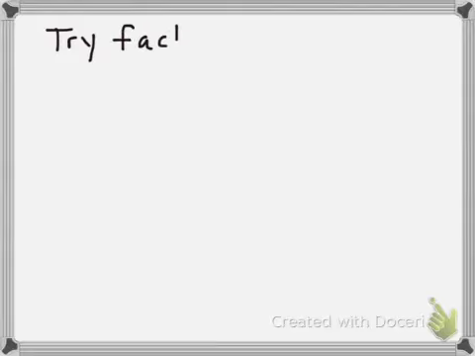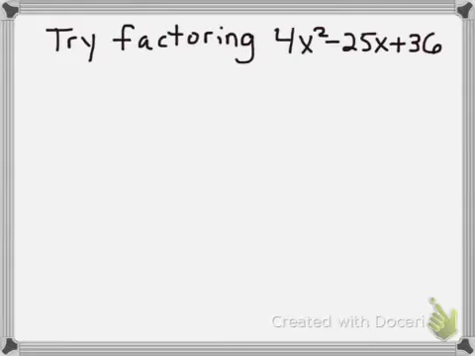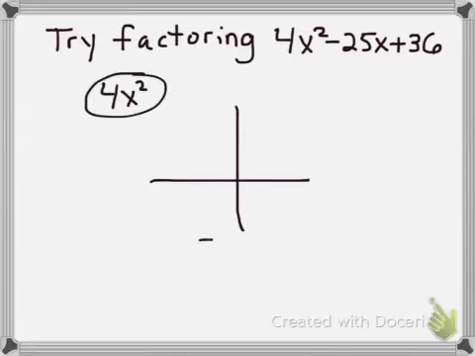So why don't you try factoring this next one, 4x squared minus 25x plus 36. Go ahead and pause this as needed to try it. Start setting it up, and then go from there and see if you get what I get.